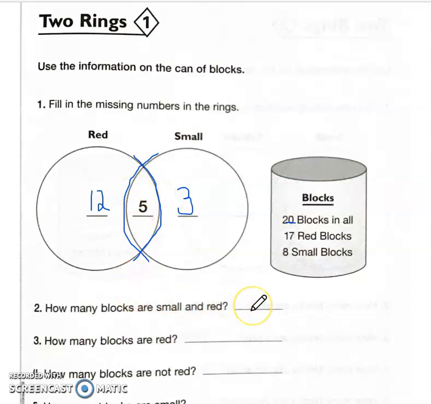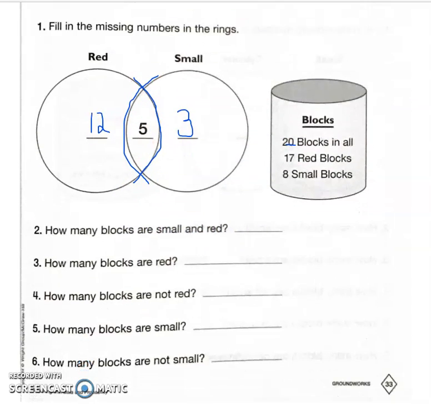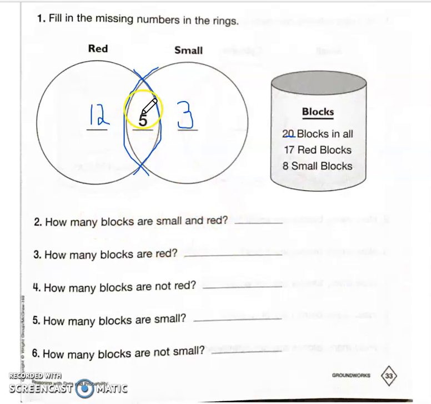So now we're going to answer these questions at the bottom. And it says, how many blocks are small and red? Well, we can see in that middle section, there are 5. How many blocks are red? Now, keep in mind, when it asks for red, it doesn't say only red, right? It says red total. And it kind of tells us right here how many are red, but we would want to include both of those numbers because both those numbers show red blocks. So we would have 17.